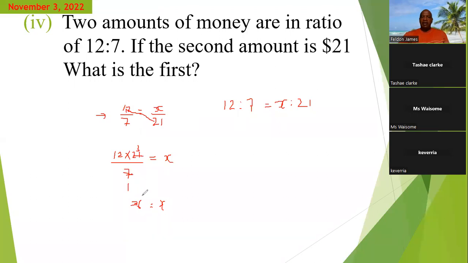And then now you carry the work in. So you will get X equal to $36. And it is important that in your answer, when you're calculating the shares, you put the actual unit for that share. So X equal to $36.